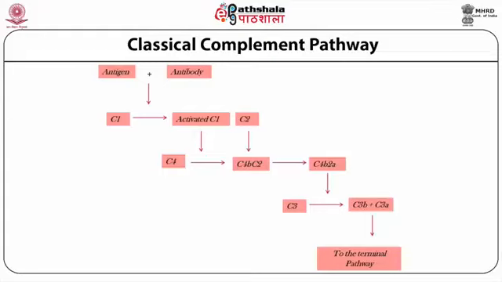Although the complement components are numbered, the sequence of their participation is not in numerical order. Thus, C1 acts on C4 and so on. Polymeric IgM activates complement more effectively than immunoglobulin G.